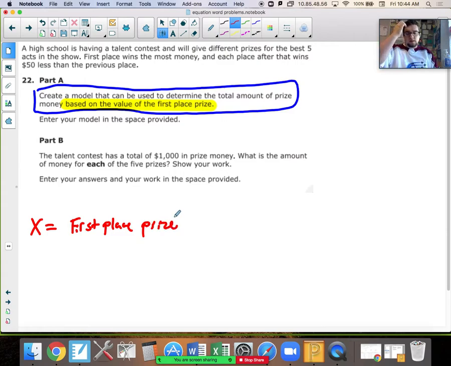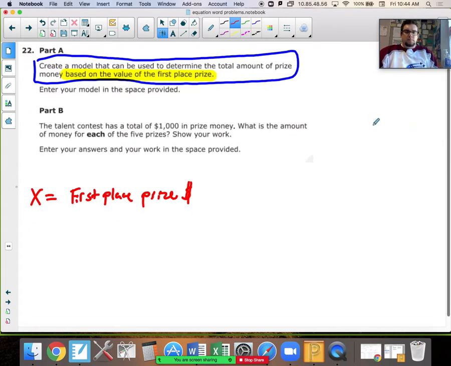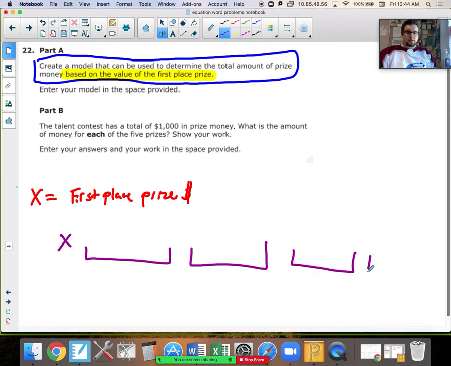Again, we want to be a specific prize. Let's say prize money. So first place, we don't know how much they win. They just win some amount of money, x. Second place, third place, fourth place, fifth place. So this is first, second, third, fourth, fifth.